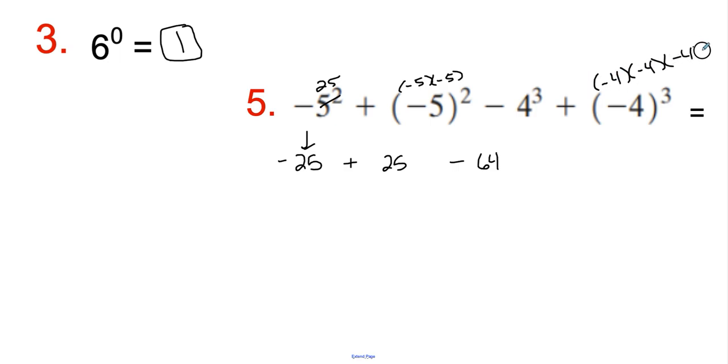Okay, but like I just said, it's a cube, so cubes are always going to have whatever that sign is. They're always going to maintain that. If it's a negative, it'll be a negative. If it's a positive, it'll be a positive. So that's going to be plus another negative 64. And then we just go from left to right. So that and that are going to give me a 0. Negative 64 plus negative 64 is negative 128. Okay, so that is order of operations when we're working with exponents.